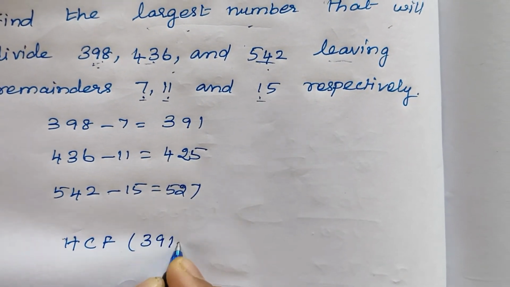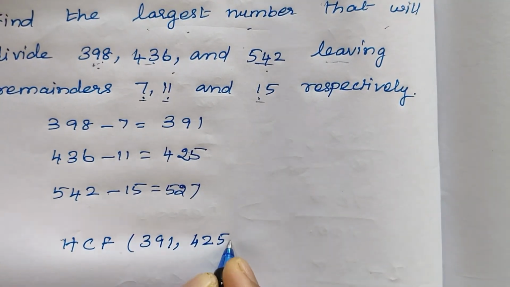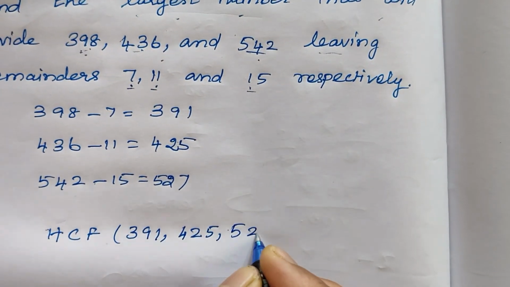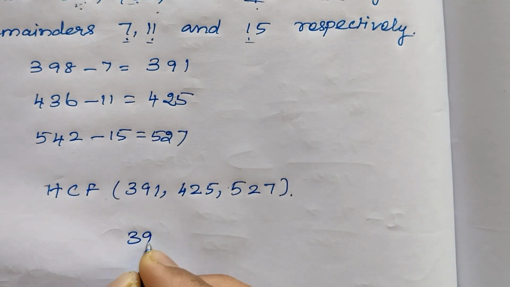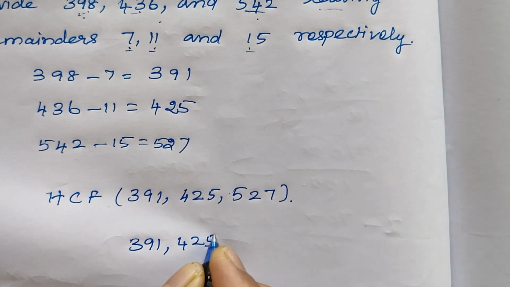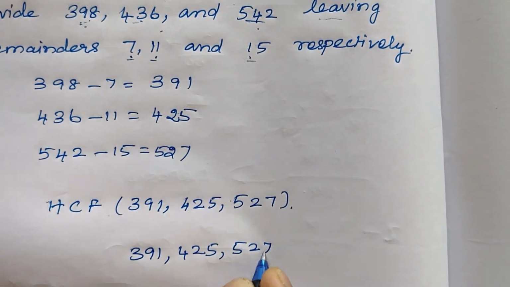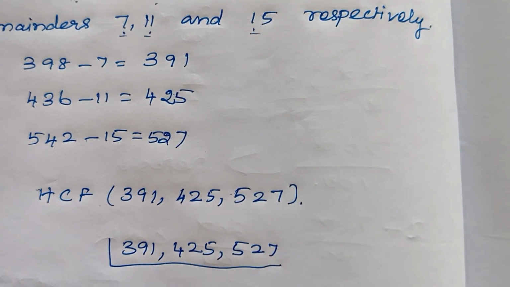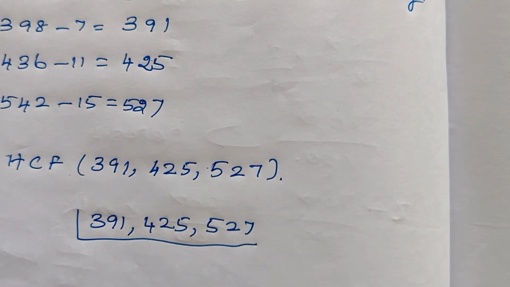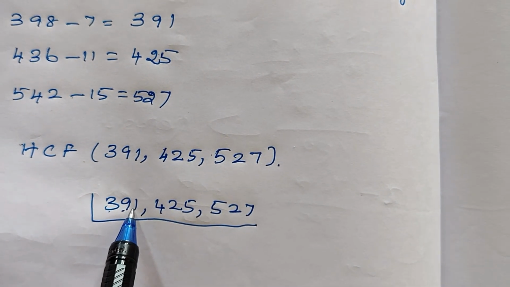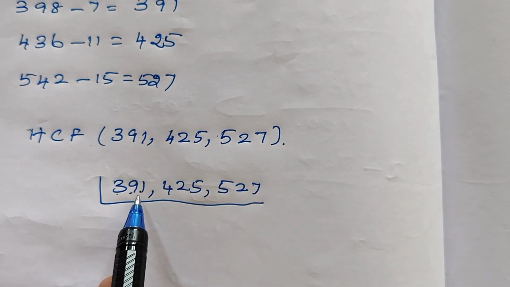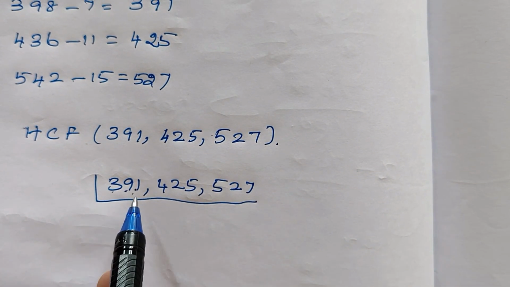391, 425, 527. Here, if it is divisible by 3, then it is easy to find the HCF. So here it is 3 plus 9, 12, 12 plus 1, 13. So 13 is not divisible by 3. So it is not divisible by 3.